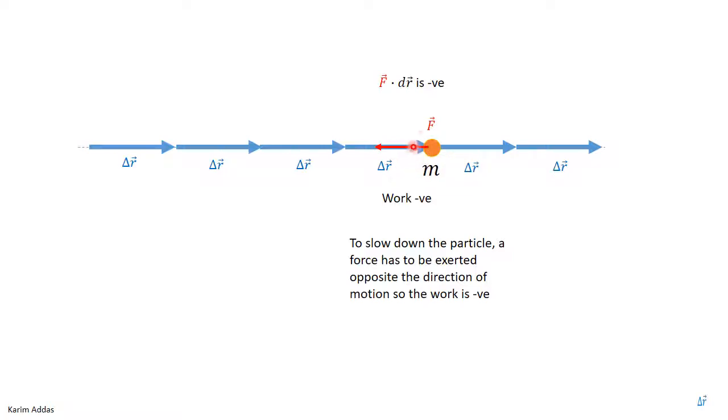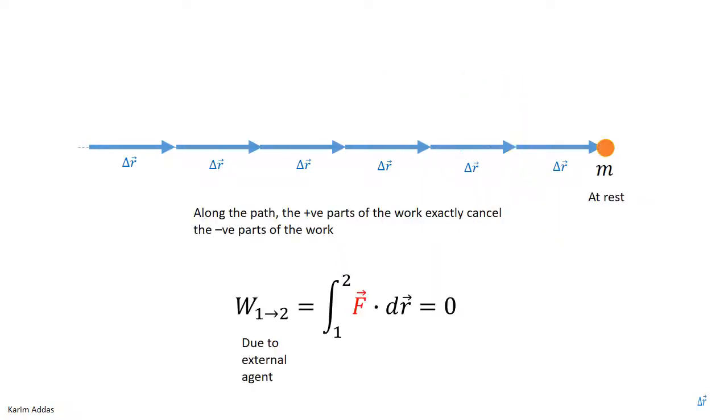And now the force dotted into the element of length, that dot product is negative because there's a 180 degrees angle between them. So you get negative work until it stops in the end. So some parts of the path you have positive work, sometimes parts of the path you have negative work. The total work is 0.